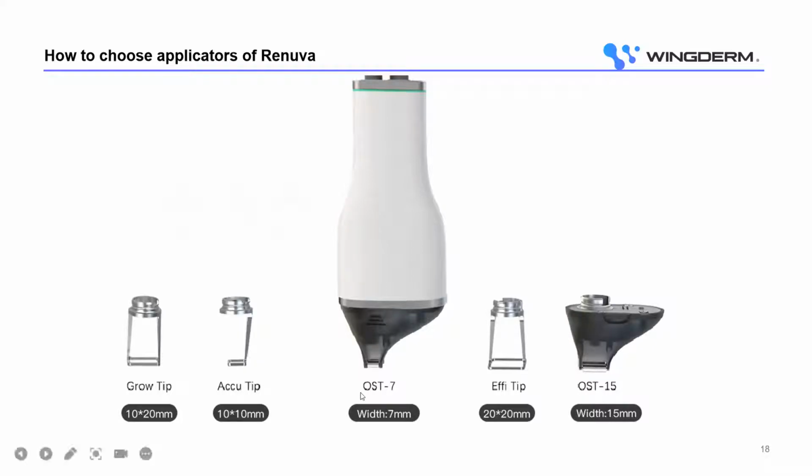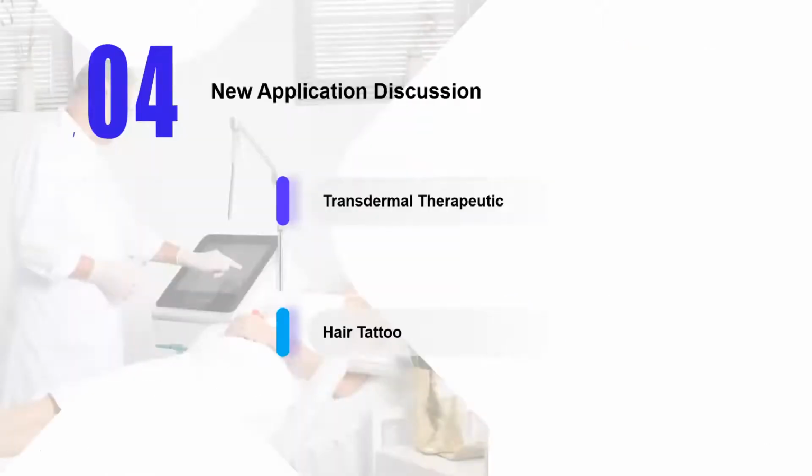Roller tips 7, OST 7 and OST 15 are more focused on rejuvenation or before cosmetic drug penetration, with low parameters for fast treatment. Now let's talk about the new applications, transdermal therapeutics and hair tattoo.